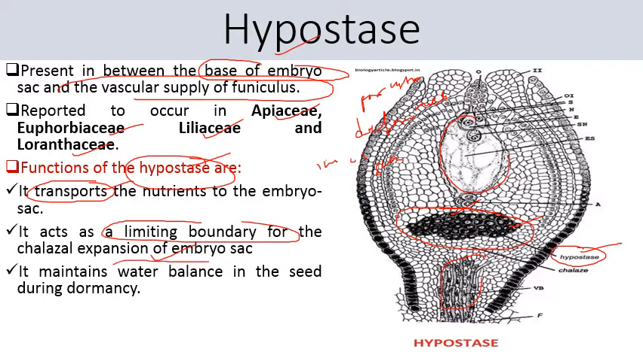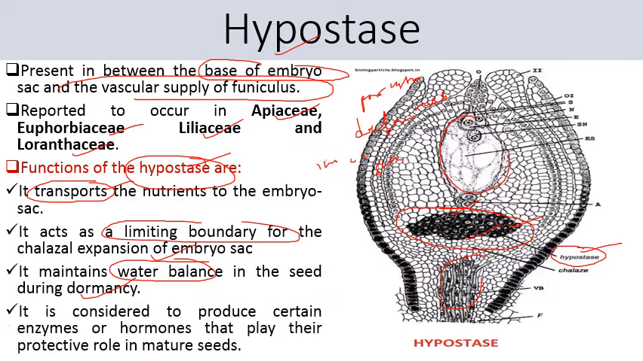It maintains water balance in the seed during dormancy. Dormancy के समय में ये water balance maintain करता है seed में. It is considered to produce certain enzymes or hormones that play their protective role in mature seeds. तो ये as a source of कुछ hormones और enzymes का माना जाता है जो एक important role play करते हैं, protective role in the mature seed, जो mature seed को viable रखने में help करते हैं.